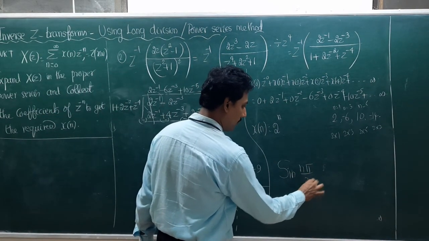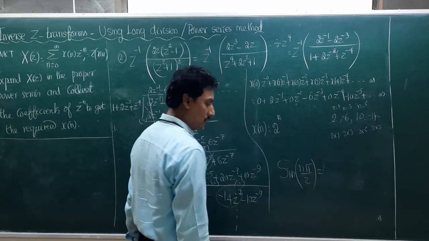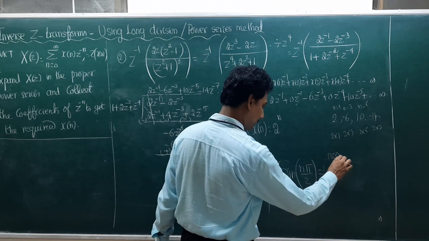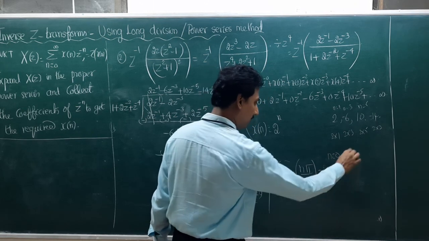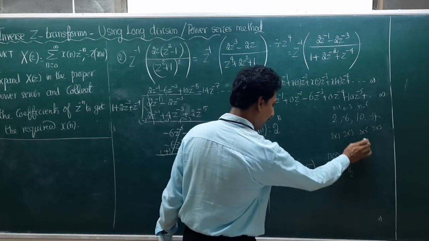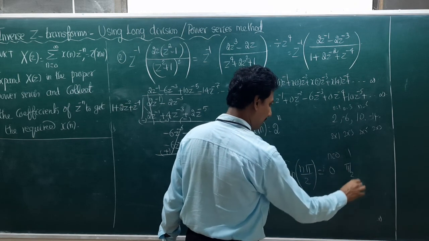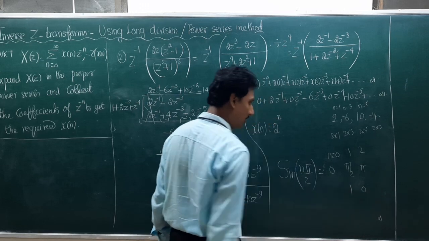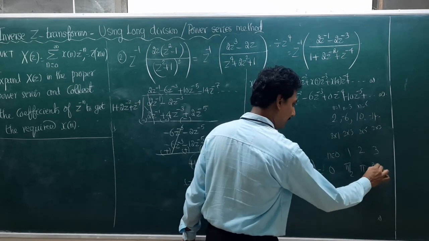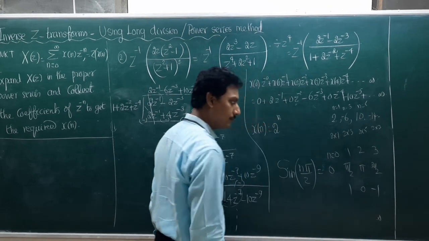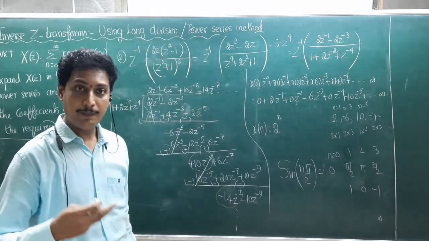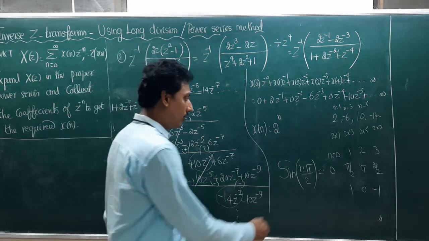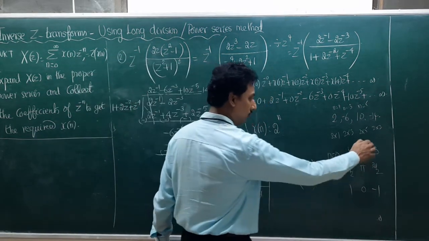value? What is sin n pi by 2? For n equal to 0, the value is 0. For n equal to 1, the angle is pi by 2, and sin pi by 2 is 1. For n equal to 2, the angle is pi, sin pi is 0. For n equal to 3, the angle is 3 pi by 2, sin 3 pi by 2 is minus 1. So it will generate only the odd multiples of pi by 2, plus 1 for n equal to 1, minus 1 for n equal to 3.